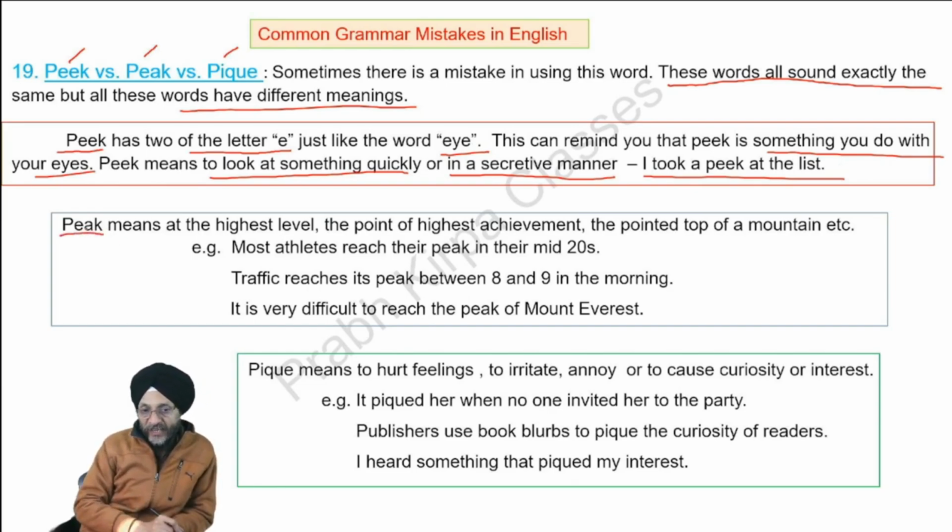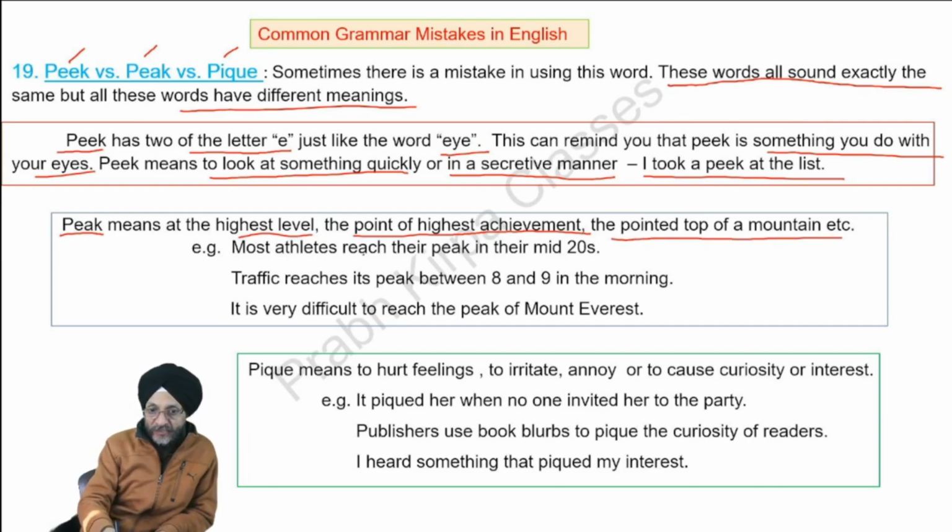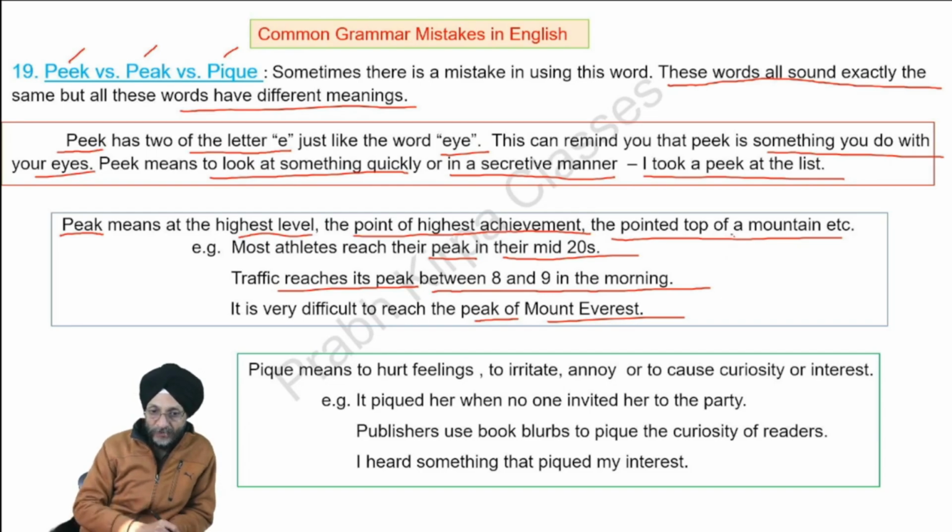Then peak, P-E-A-K. Peak means at the highest level, at the point of highest achievement, or the pointed top of a mountain, etc. Most athletes reach their peak. Here, peak means at highest achievement. Most athletes reach their peak in their mid 20s. Traffic reaches its peak. Here, peak means at the highest level. It reaches its peak between 8 and 9 in the morning. Next, it is very difficult to reach the peak of Mount Everest. Here, peak means pointed top of a mountain.